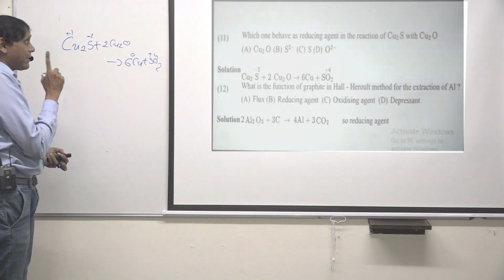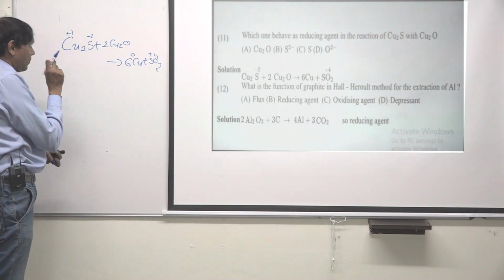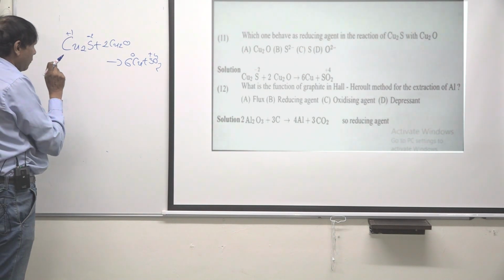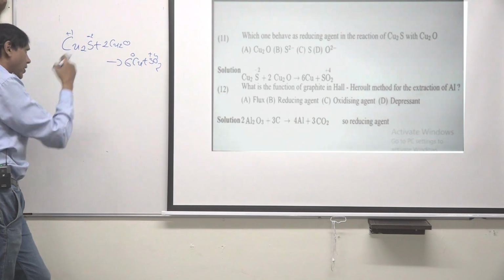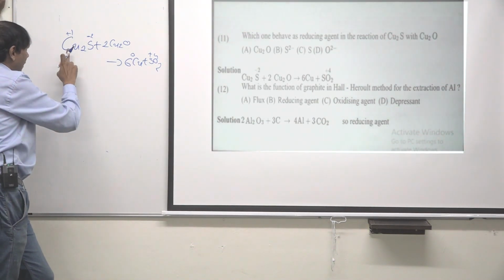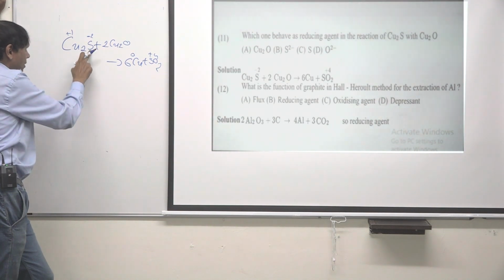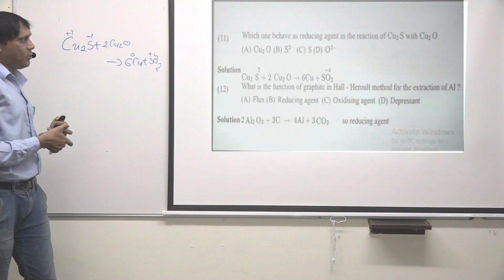The question asks for the reducing agent, meaning that ion which reduces others and itself gets oxidized. Sulfur minus 2 to plus 4, so itself oxidizes, and copper plus 1 to 0 is reduced. So S minus 2, the sulfide ion, behaves here as a reducing agent.